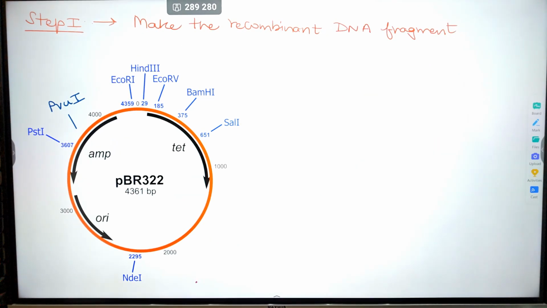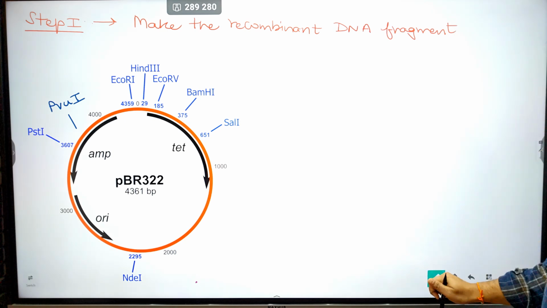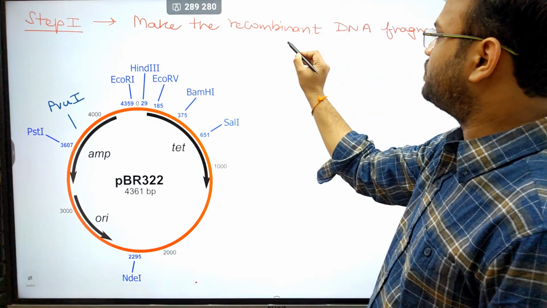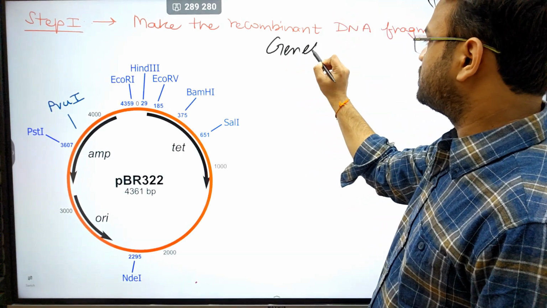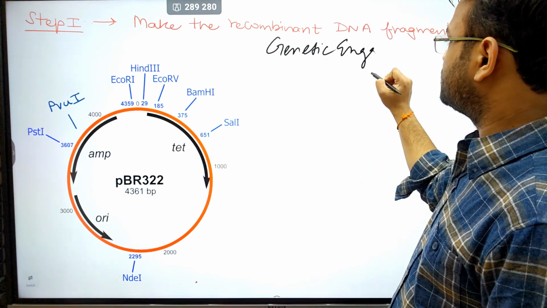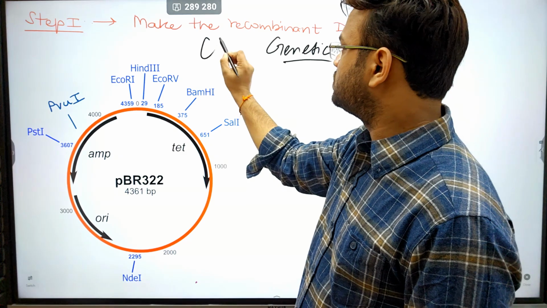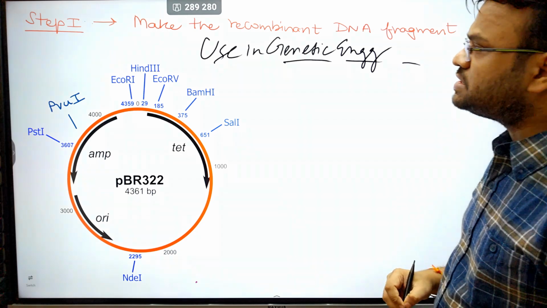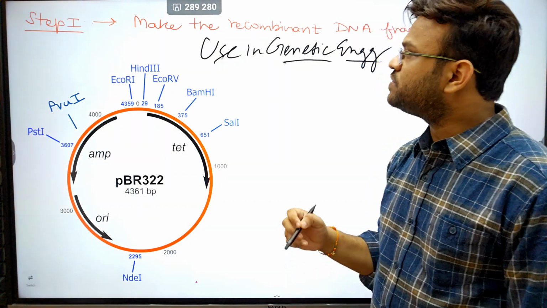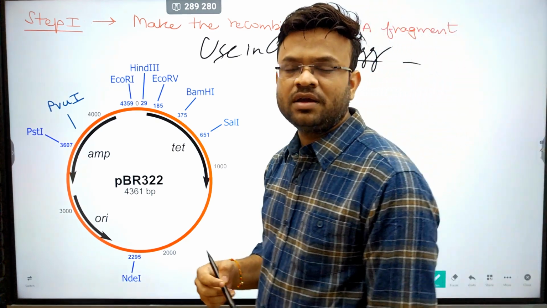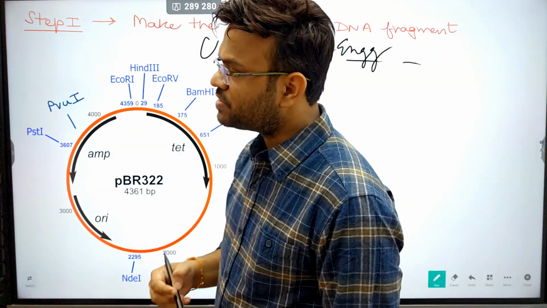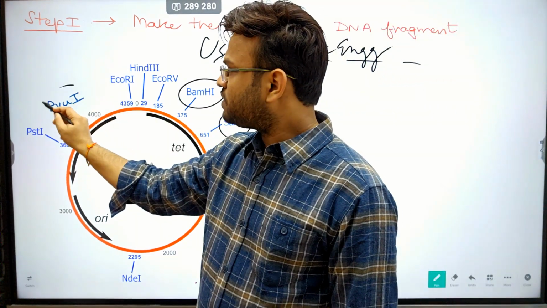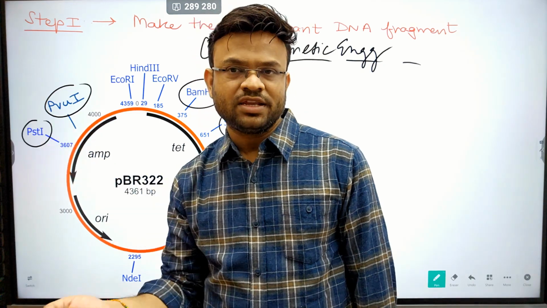Now, let us move forward and discuss the steps of how pBR322 is used in genetic engineering. Let me just write it down over here. Use in genetic engineering. So, how would you use this in genetic engineering? First thing first, you will have to make the recombinant DNA fragment. How would you make a recombinant DNA fragment? Firstly, I cut it with BamHI or SalI or PvuI or PstI. I can use any one of them.